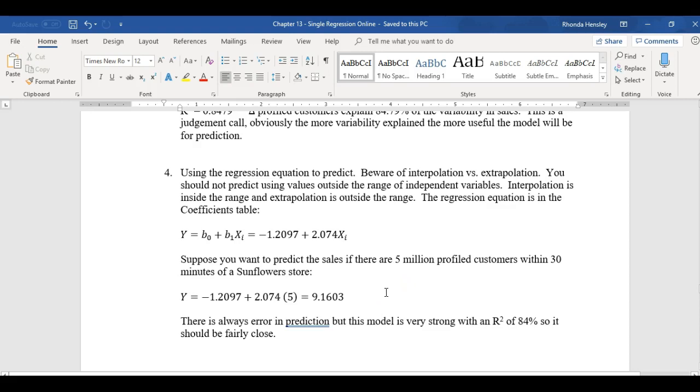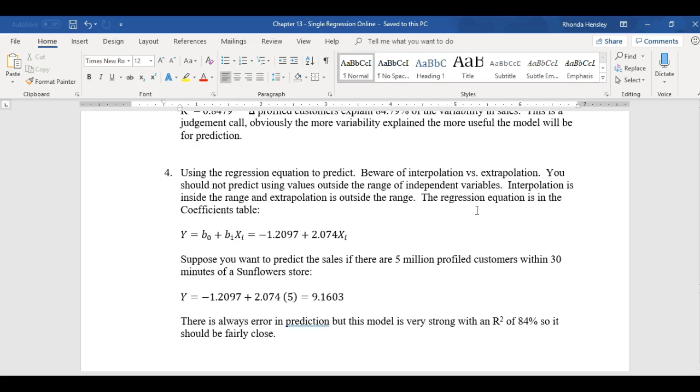Be very careful. Up here, I almost forgot it. Something called interpolation versus extrapolation. You should never predict a value for y, your dependent variable, using values that are outside the range of the independent variable that you used to build your model with.